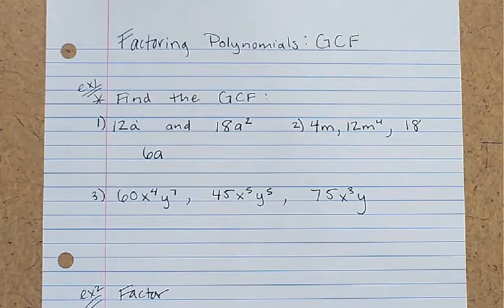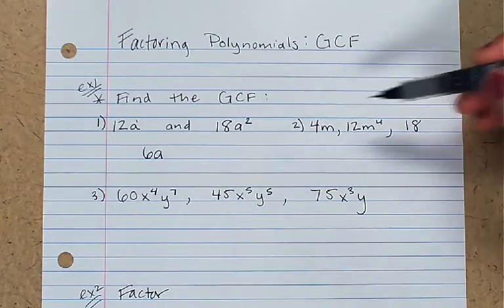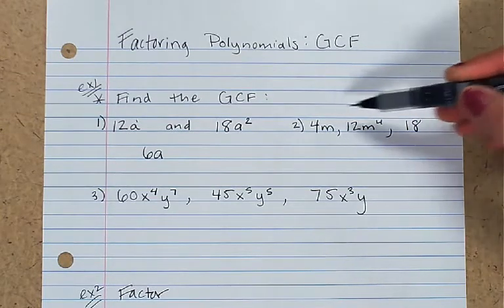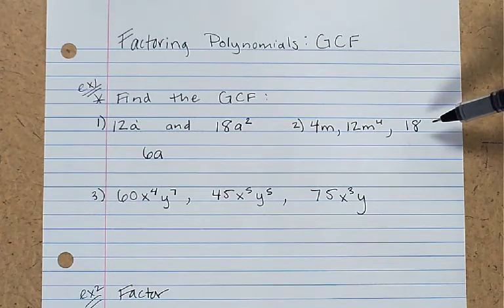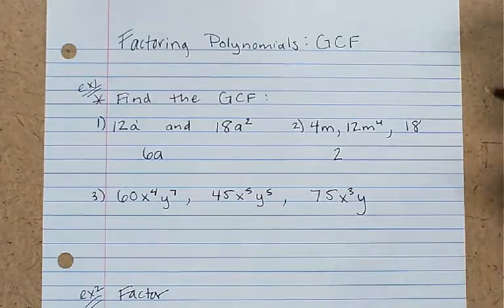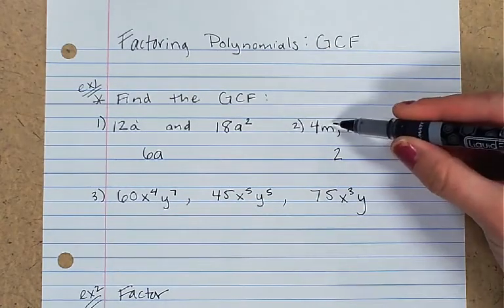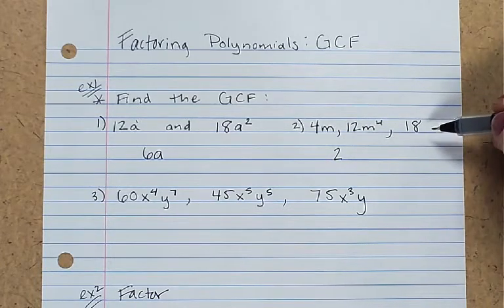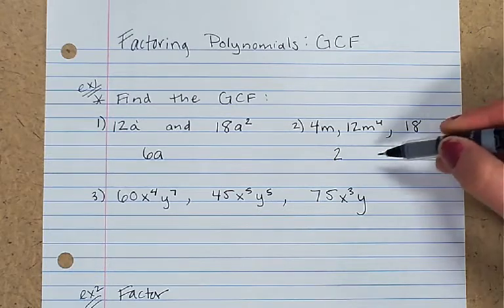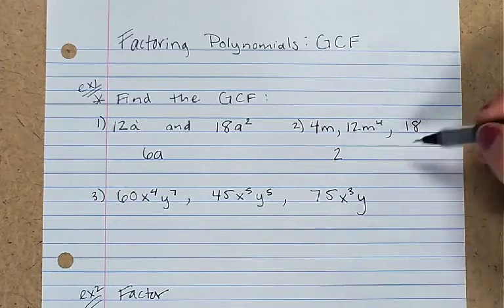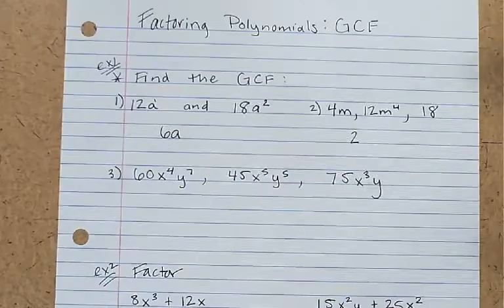Okay, so on the second one, again, start with looking at the numbers. So 4, 12, and 18. What's the biggest number that I could divide out of all three of those and they stay whole numbers? It'd be 2. They're all divisible by 2. And then looking at the variables, this one has 1 m, this one has 4, this one doesn't have any. Because this one doesn't have any, we can't divide out any of the m's because this one doesn't have any to give us. So the greatest common factor of these three is just 2.